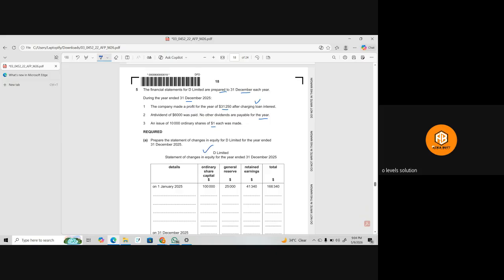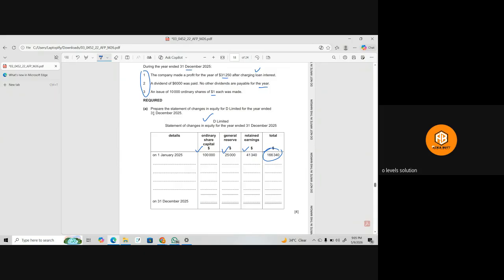So these are the opening balances on 1st January 2025. We have the ordinary share capital, which is $100,000. Then we have general reserve, which is 25,000. Retained earnings, which is 41,340, and then the total. If you add these three, the total equity of the business is 166,340. So during the year, we have only these three transactions relevant to that.